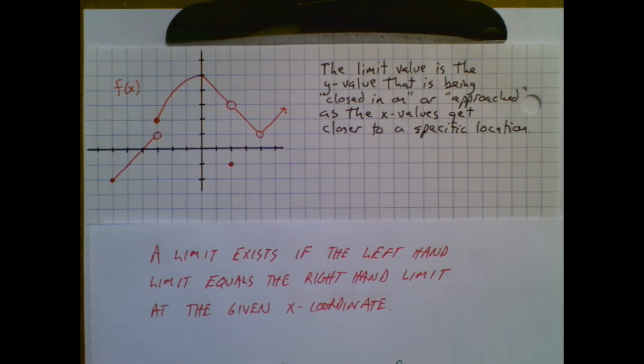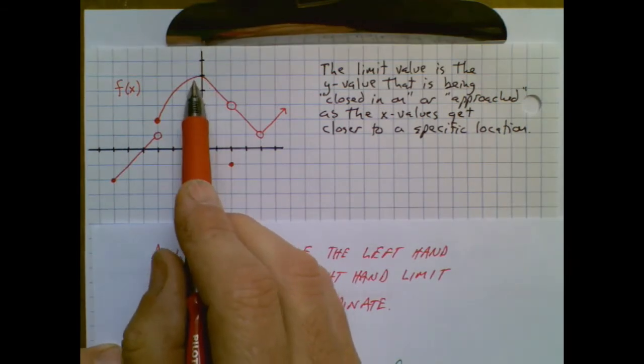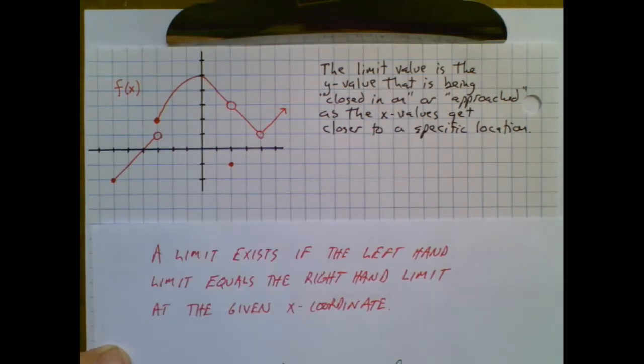Okay, I've written it out. You didn't want to sit and watch me write that. So I'm going to read it to you in words, and then we're going to go ahead and show it in math language. But it says a limit exists if the left-hand limit equals the right-hand limit at the given x coordinate. So at x equals 0, what we were just working on, the left-hand limit and the right-hand limit, they're equal. So we have a limit there.